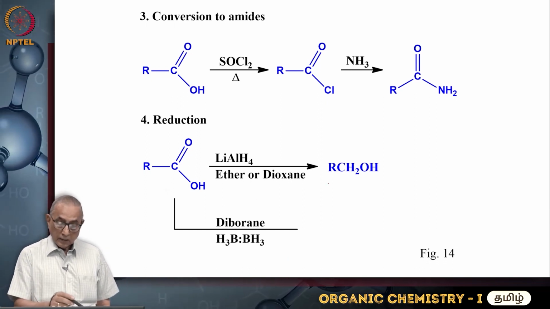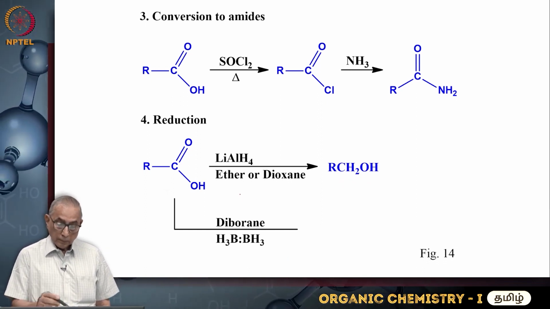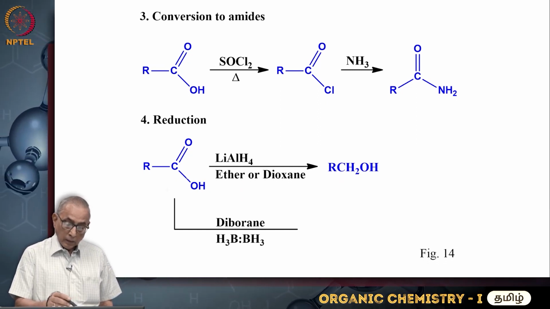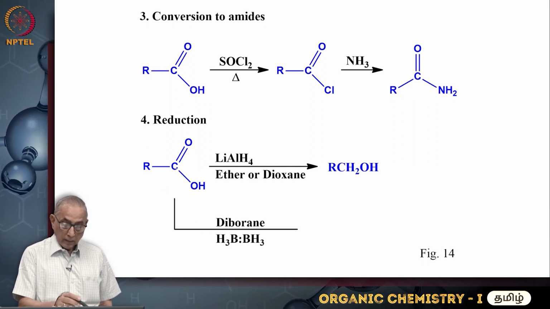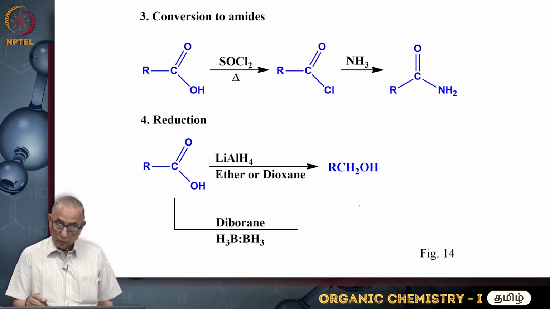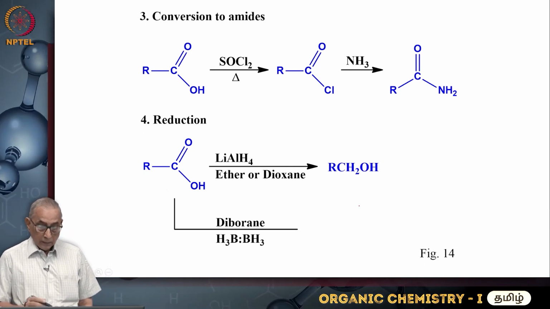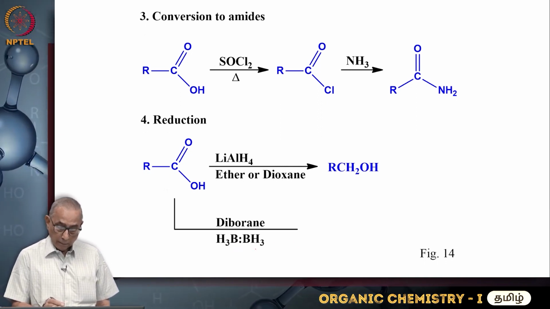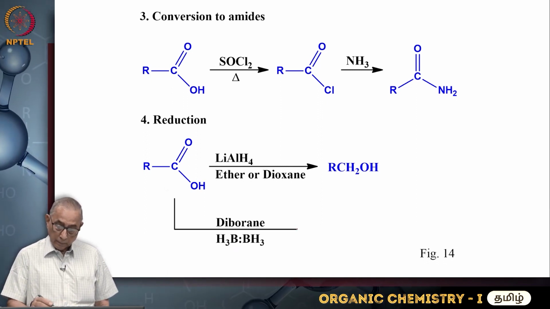RCOOH is reduced to RCH2OH. Two molecules of hydride, H minus, attack this. One will remove the hydroxyl group and form an aldehyde. The other one will reduce the aldehyde to RCH2OH. The same reaction will take place with diborane, B2H6, BH3, to give the alcohol.